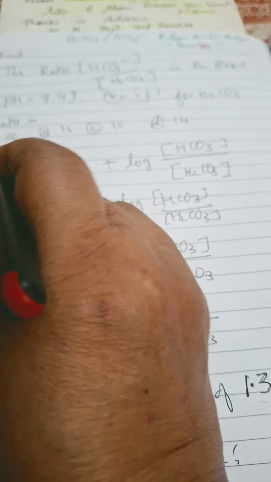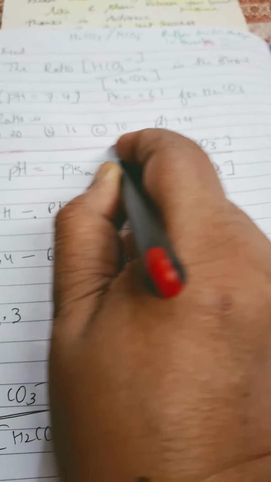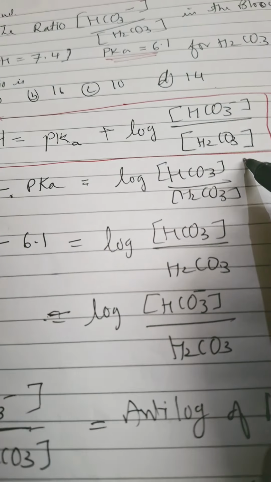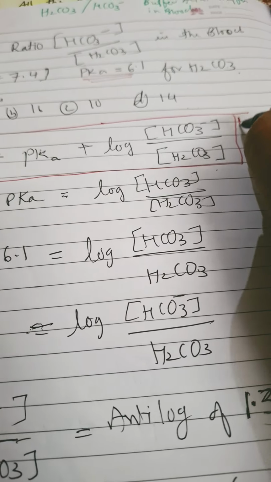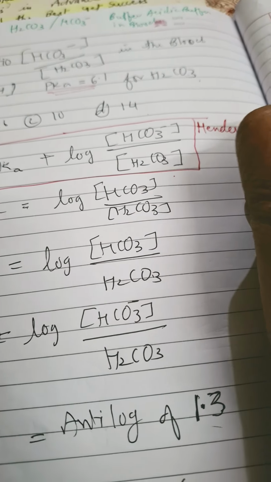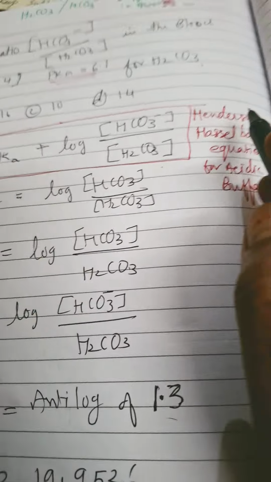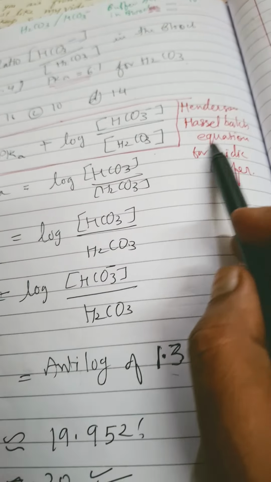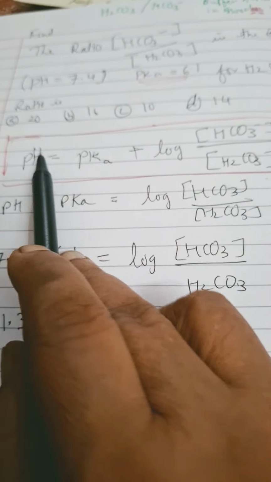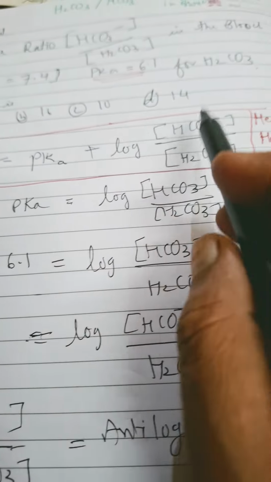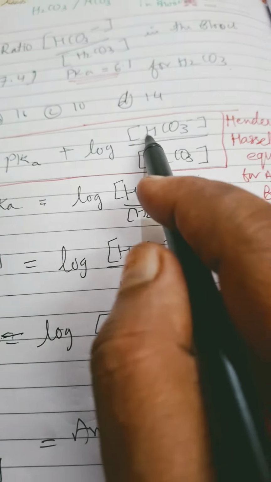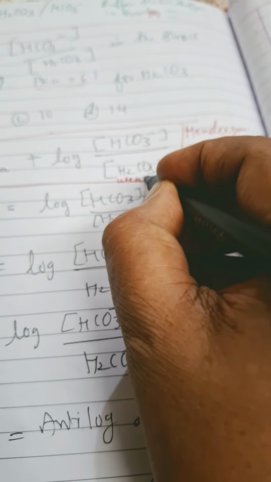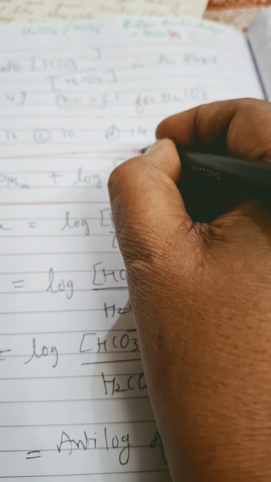So we should know this relationship that pH is equal to pKa plus log of HCO3- and H2CO3. What is this equation called? This equation is called the Henderson-Hasselbalch equation for acidic buffer, in which pH is equal to pKa plus log of the molar concentration of this conjugate base HCO3- and weak acid. This is the weak acid.